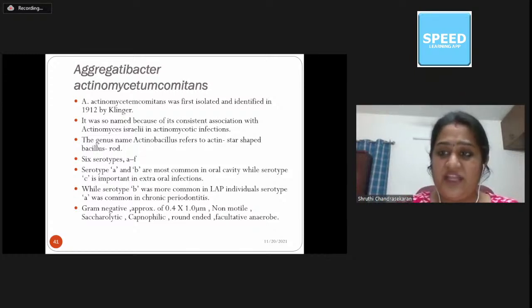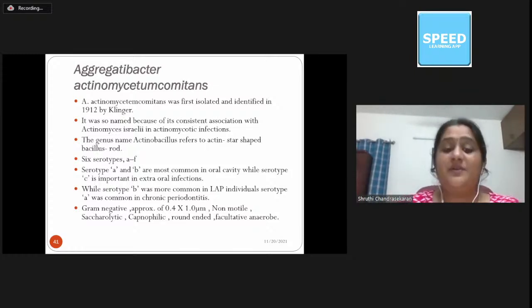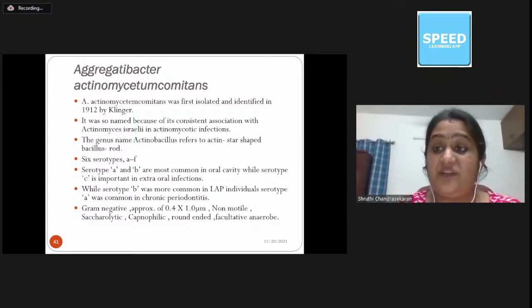Whatever I have given in these two slides are more than enough to appear for your NEET MCQ exams. So Aggregatibacter actinomycetemcomitans was identified in 1912 by Klinger. So Klinger is an MCQ. It was also named because of its association with Actinomyces israelii in actinomycotic infections. The genus name Actinobacillus refers to actins, meaning star-shaped rod, that is bacilli.